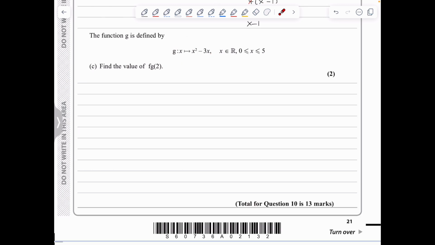In part C, we need to find the value of f(g(2)), where g(x) is x² - 3x. Well, for f(g(2)), I will start by finding g(2). So it's f(2² - 3 × 2), which is f(-2). I will substitute x = -2 into f(x). So this is giving me (3 × -2 - 5)/(-2 + 1), which is equal to 11.